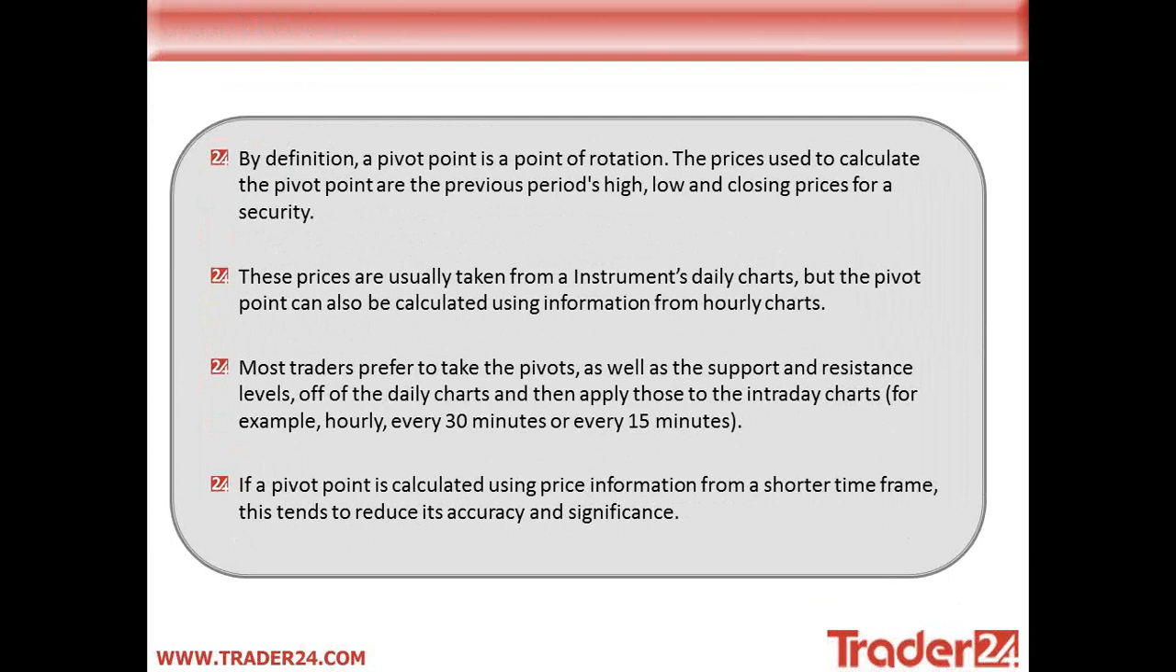As I've already said, the prices are usually taken from instruments' daily charts, but pivot points can be calculated using information from hourly charts as well. But most traders, quite honestly, will take their pivot points from their daily charts and then apply them to a shorter-term time frame, like a 30-minute or a 15-minute time frame. If a pivot point is calculated using price information from a shorter time frame, this tends to reduce its accuracy and significance. And that holds true really for all your indicators. You really want to get your data from the long-term time frames.